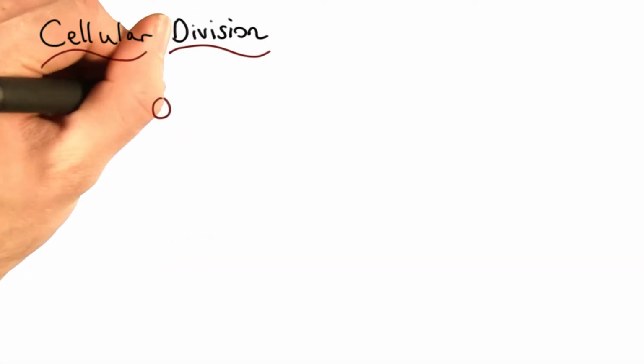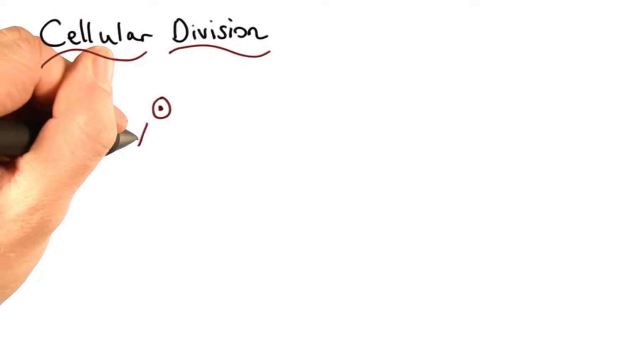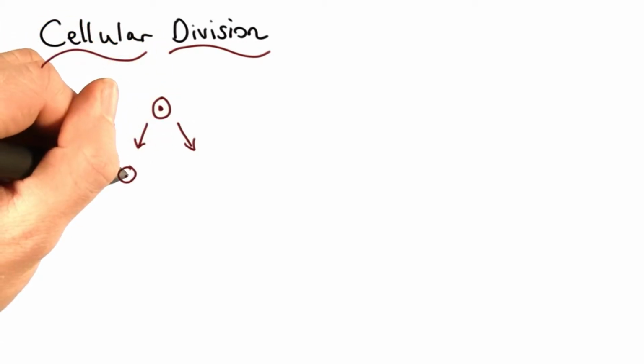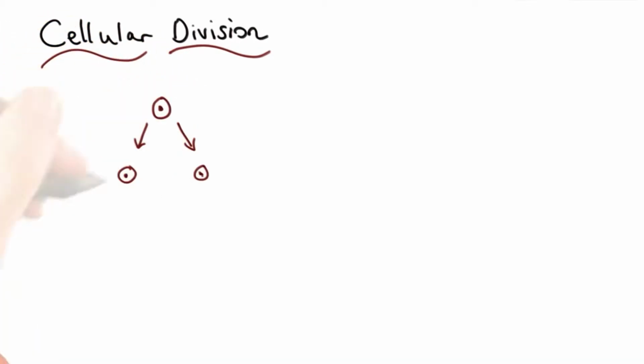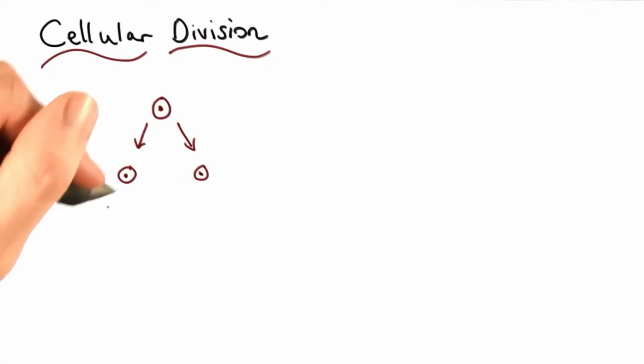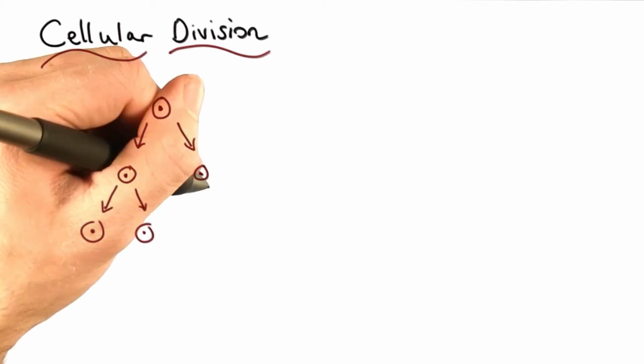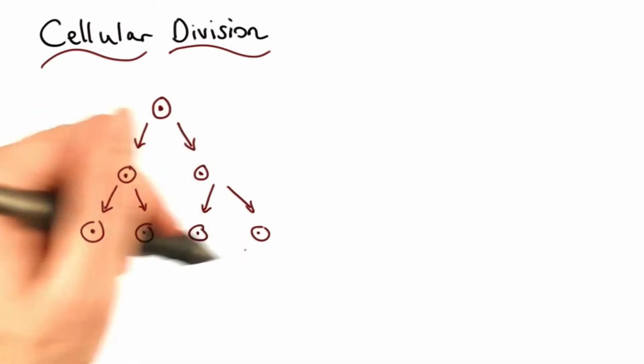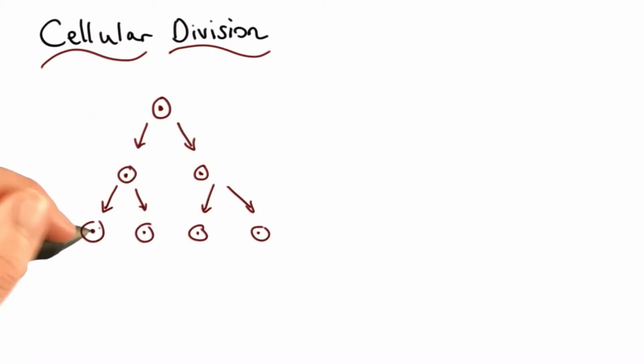So let's start with one cell and see what happens. One cell is going to split into two cells. It's going to double. I have one cell and another cell. Then each of these cells are also going to double. This one will make two cells, and this one will make two cells. And then these four cells will also split. Each one will make two new cells.